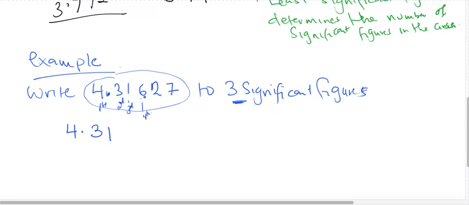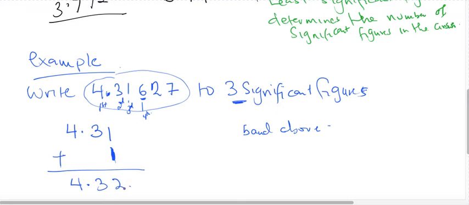Now, if the fourth is 5 and above, you add 1 to the last one that you wrote, the third one. So the fourth is 6, it's above 5, so you add 1, and when you add 1, the final answer will be this. So these are 3 significant figures. Does this make sense? I hope it does. Do you understand?